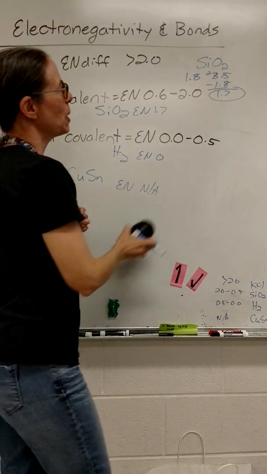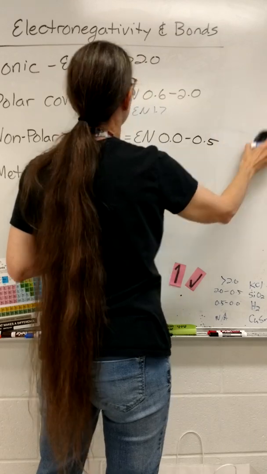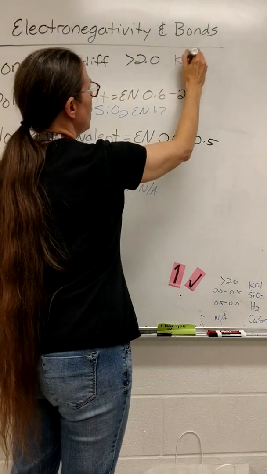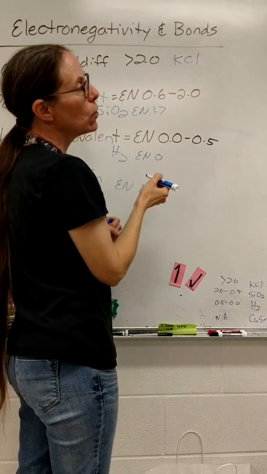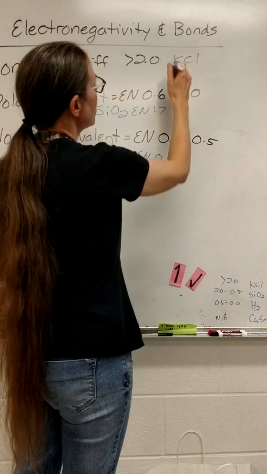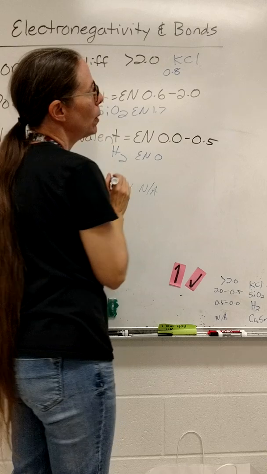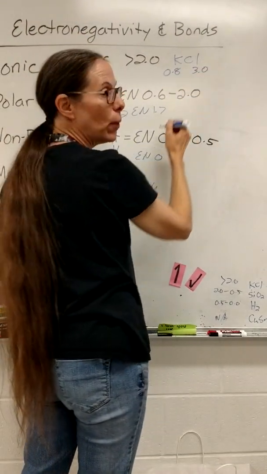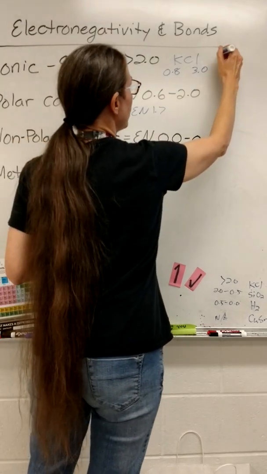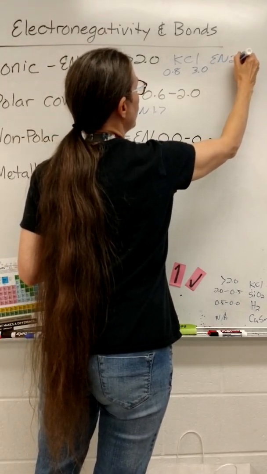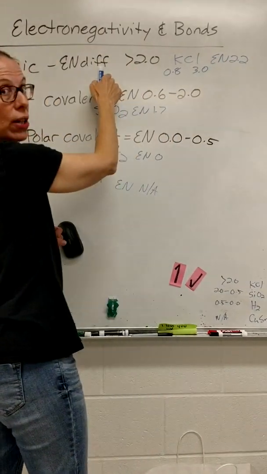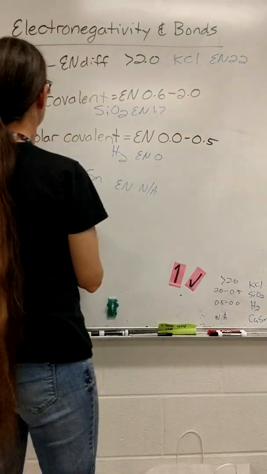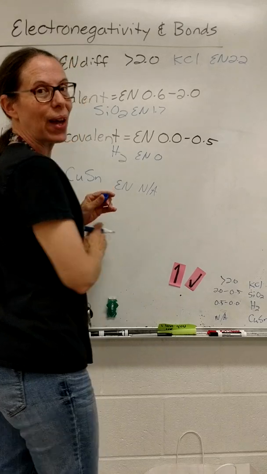And I'm going to have to finish this up quickly before people come into class. Okay, the last thing we're going to take a look at is potassium chloride. So, potassium has an electronegativity of 0.8. Chlorine has an electronegativity of 3.0. So that's an electronegativity difference of 2.2. That's greater than 2.0. So we know that potassium chloride is an ionic bond. I hope that helps you.